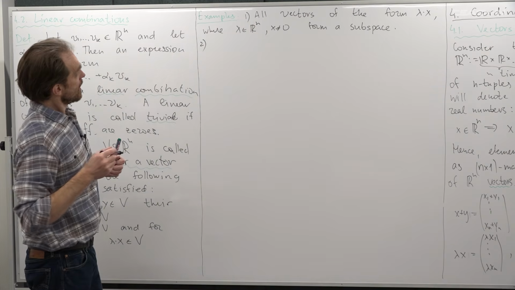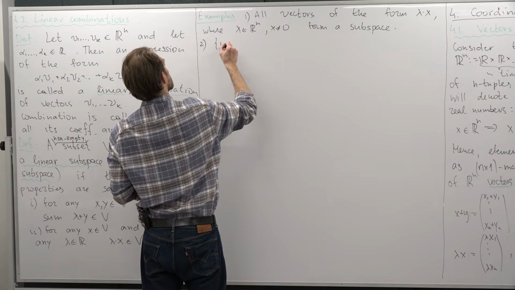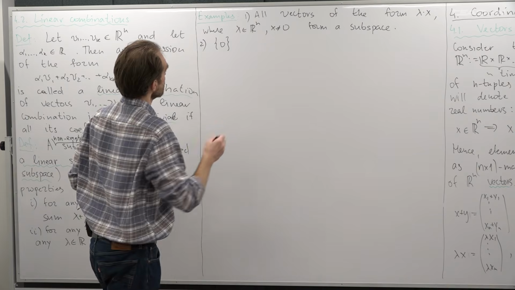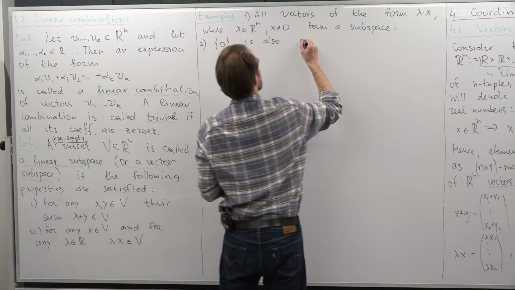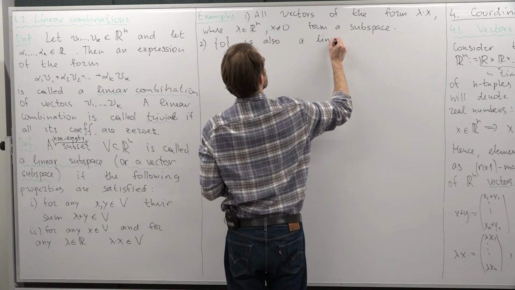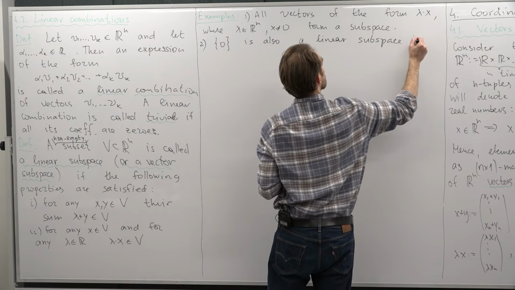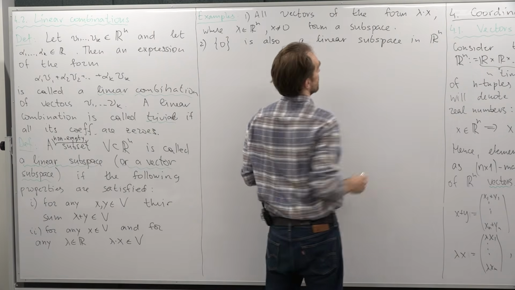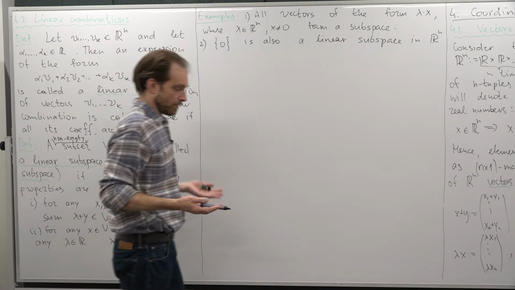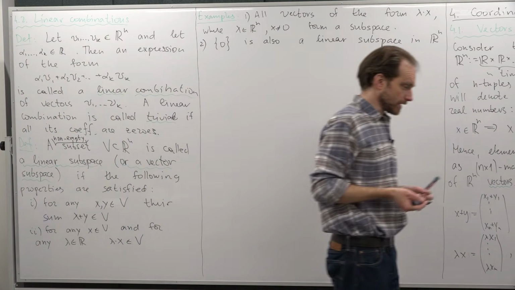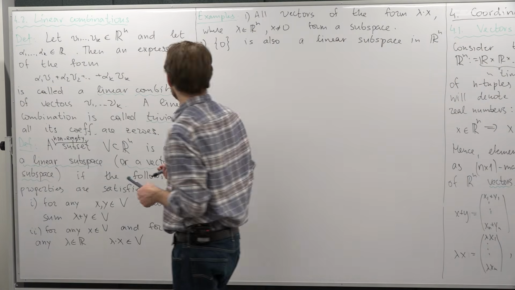Then the set that contains only the zero vector is also a linear subspace in Rn, just because it consists only of the one element. So if we add this element to itself, we also get 0, and if we multiply this element by any constant, we will also get 0.